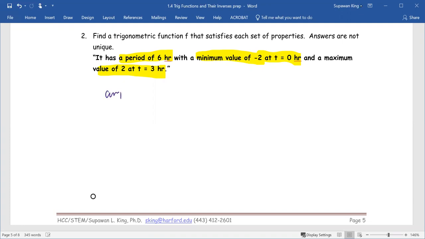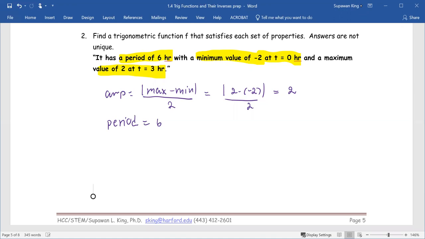To find the amplitude, by definition, amplitude is the max minus min, in absolute value, divided by 2. So the absolute value of 2 minus negative 2, divided by 2, gives us the amplitude is 2. And the period equals 6, which is equivalent to 2 pi over B. Therefore, B is pi over 3. Actually, the amplitude is the absolute value of A, so A could be negative 2 or positive 2.